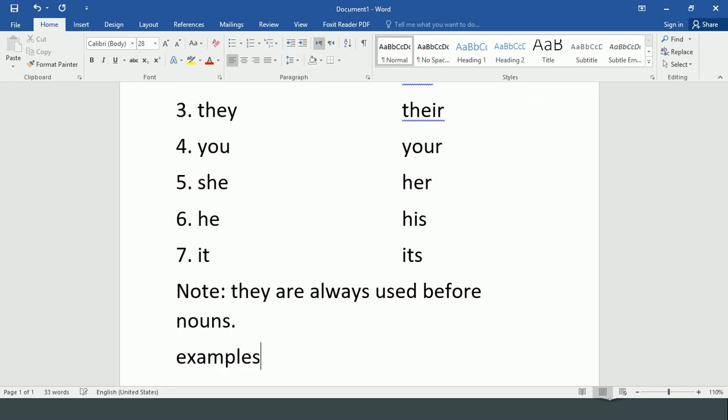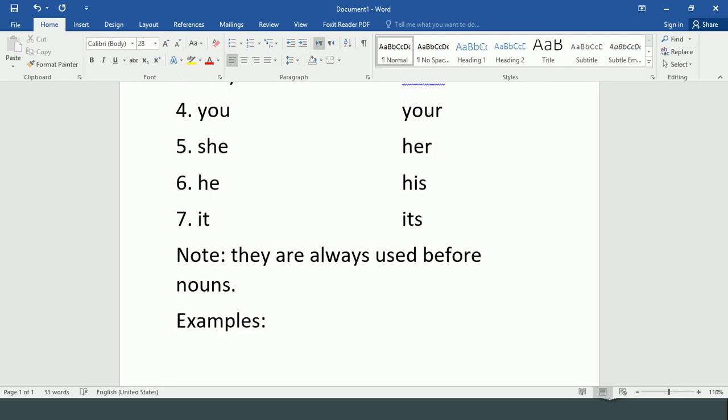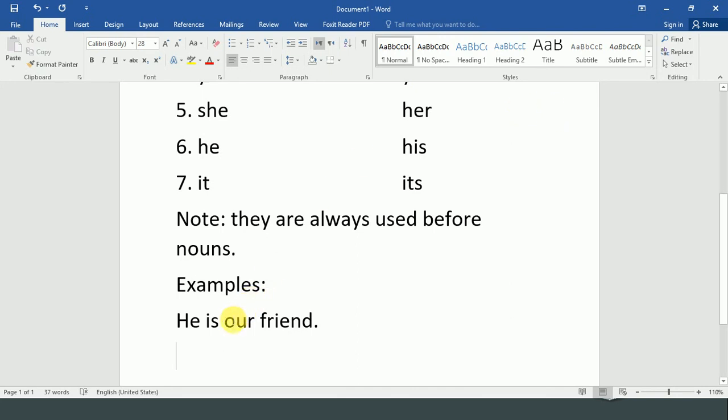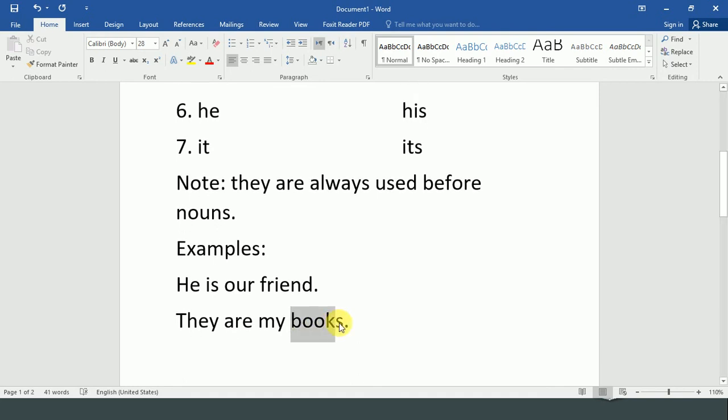Examples. For example, I say he is our friend. You see, he is our friend, so it shows the position of friend. Actually, it also shows relationship, right? So here it shows relationship, our friend, position in a relationship. We say, for example, they are my books. So it is used before a noun and shows position of the noun which comes after it, right?